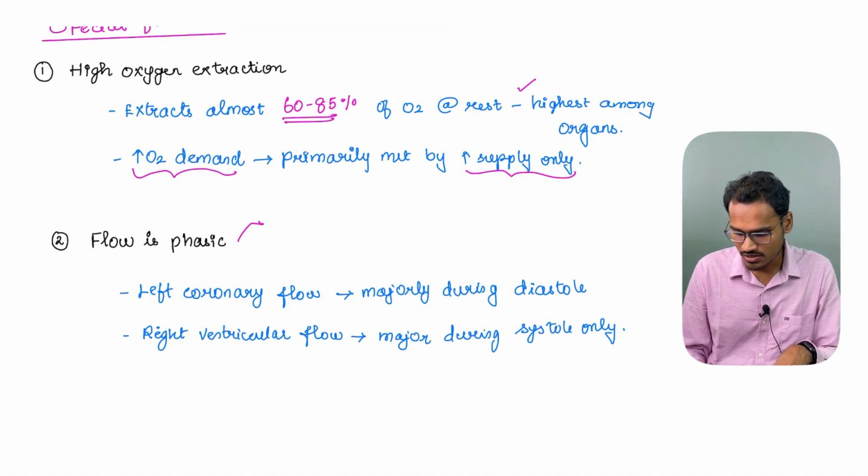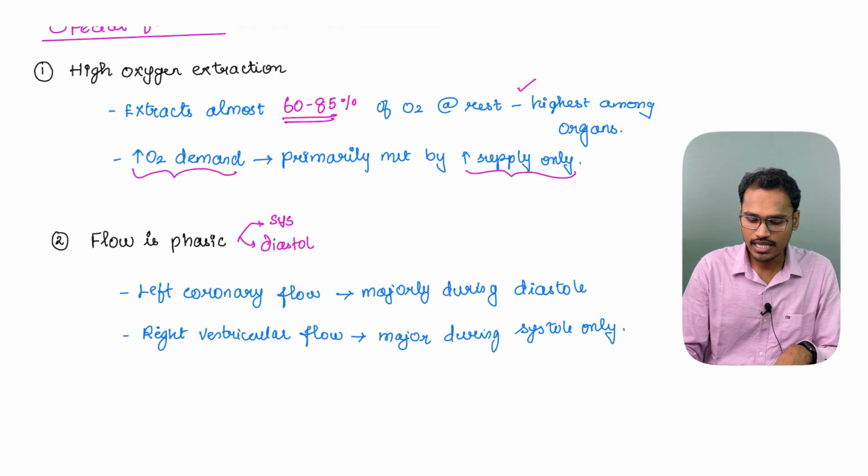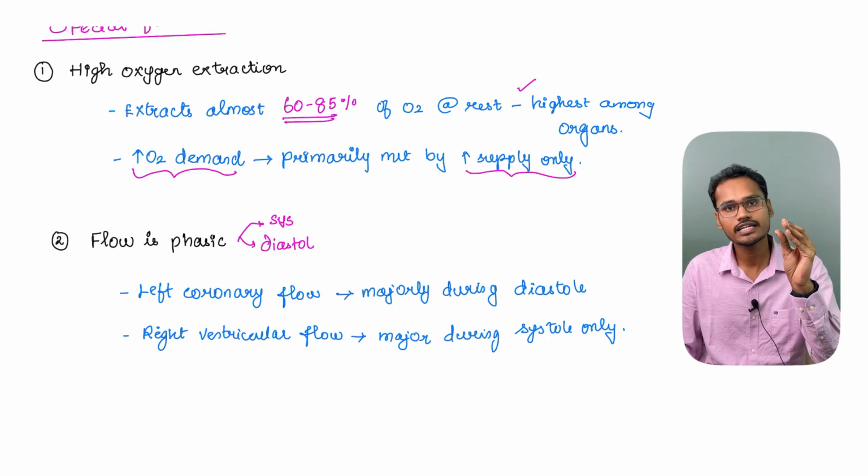What happens in systole and diastole? It is going to be different in systole and diastole. Because during systole, what is happening to the left ventricle is that the left ventricle is contracting.